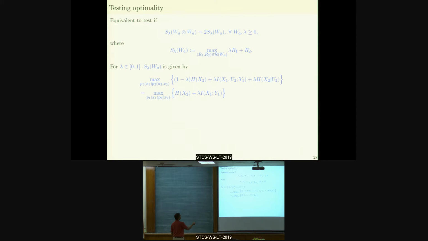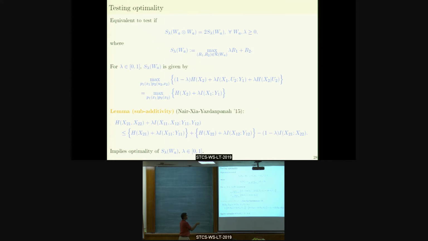As I said before, I always want to test the optimality by testing the hyperplane, whether it doubles. It turns out that when lambda is between 0 and 1, you can compute the weighted sum rate S lambda, which is given by this particular expression, then U2 disappears, and you get essentially this form. And it turns out that this is subadditive, and this implies the optimality of the weighted sum rate in this region. So we started off trying to prove suboptimality, and in this region we proved optimality.